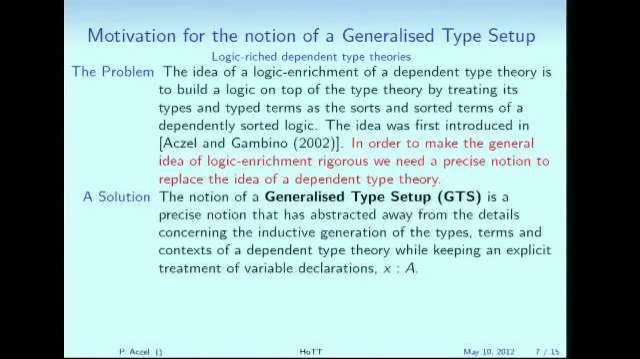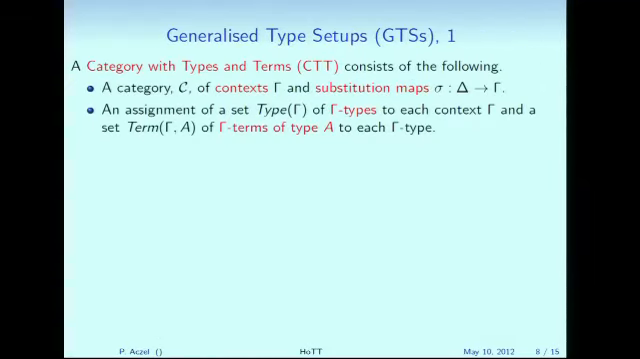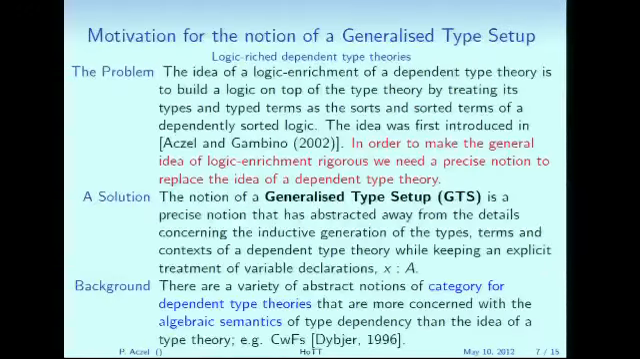So a generalized type setup is such a thing, and I have 2 or 3 minutes left. There are lots of abstract notions of category for dependent type theories, but they've all been introduced by category theorists focusing on semantics, really. So I've got 2 slides. I think I'd better stop there. It would take me longer. There are only 2 slides on generalized type setups, but I think I'd prefer to stop there. Thank you.